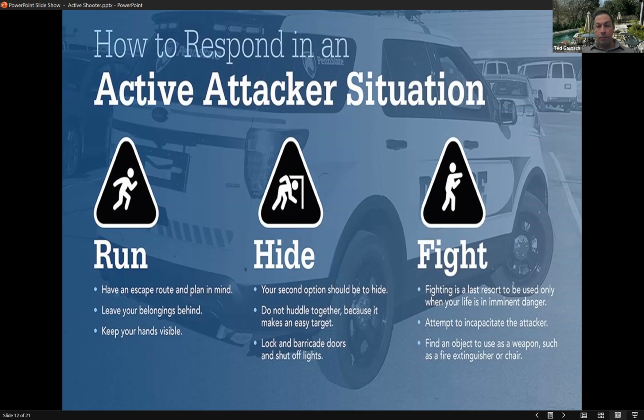Fire extinguishers are great. They do two things. You can hit them with it. You can also blind them with it. Chairs, whatever you can find, anything to incapacitate the attacker and get out as quickly as possible.